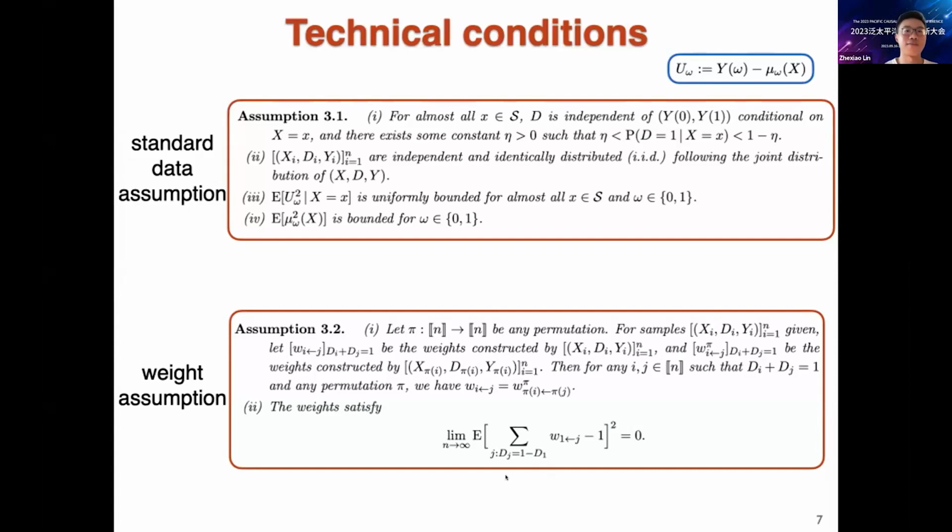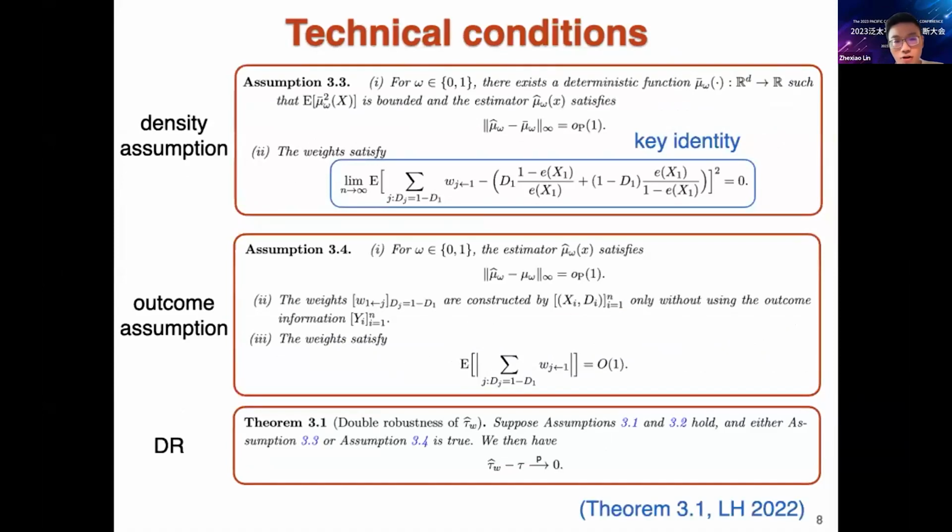But to allow for the maximum of generality, we may allow some decay on these summations, approaching 1. Okay, so that's two assumptions for the double robust property. The first one we'll call the density assumption, and the second one we'll call the outcome assumption. The first one allows for the misspecification of the outcome model. So here, mu bar can be not equal to the outcome model, but we'll need this key identity to hold.